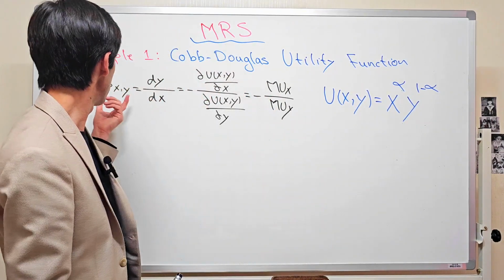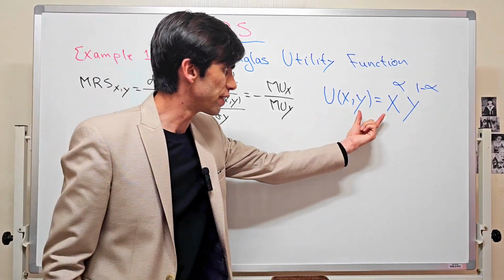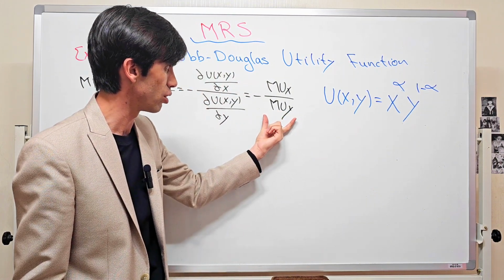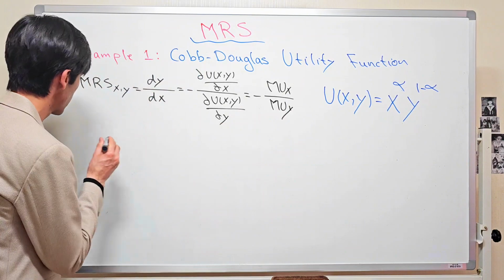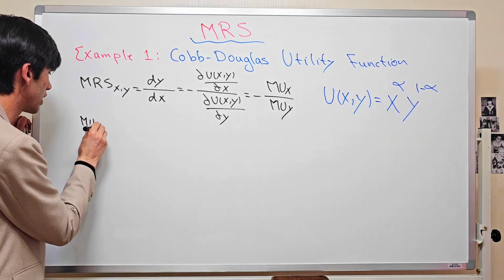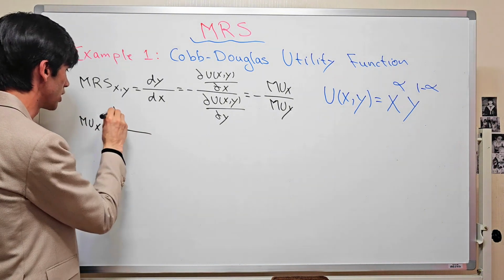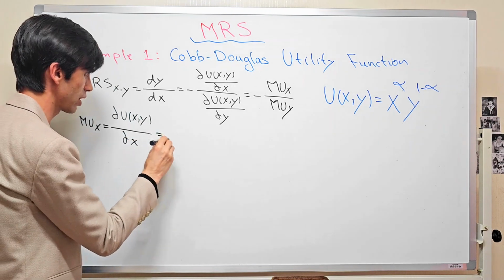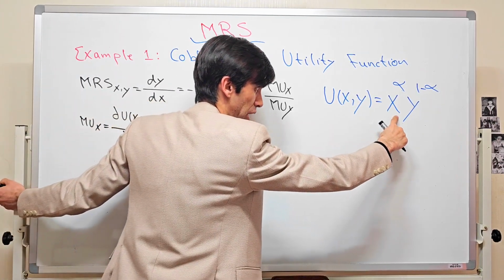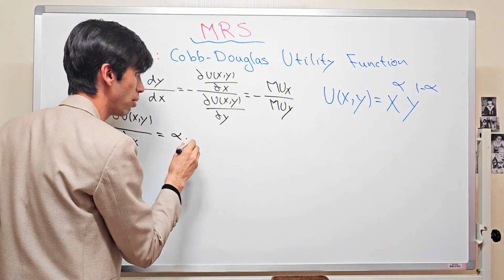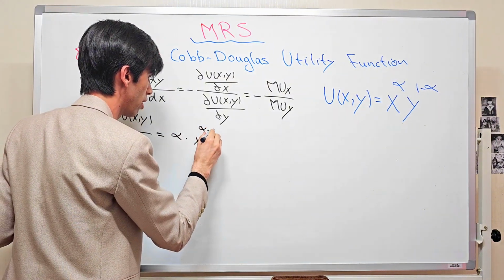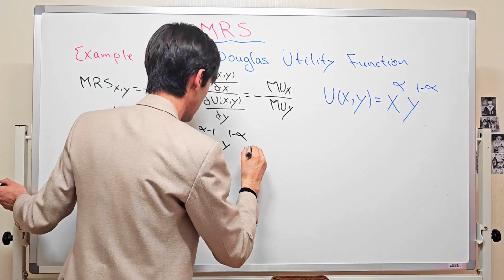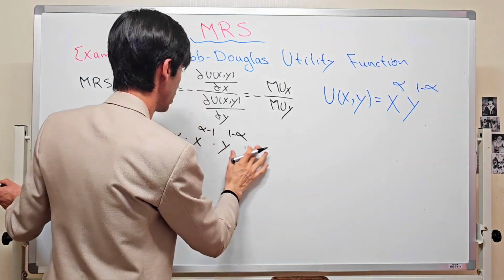So in order to find the marginal rate of substitution of this utility function, we need to find the marginal utility of x and the marginal utility of y. The marginal utility of x is equal to the partial derivative of U(x,y) with respect to x. Taking the partial derivative, it will be equal to alpha multiplied by x to the power of alpha minus 1, multiplied by y to the power of 1 minus alpha. Let's leave it here.